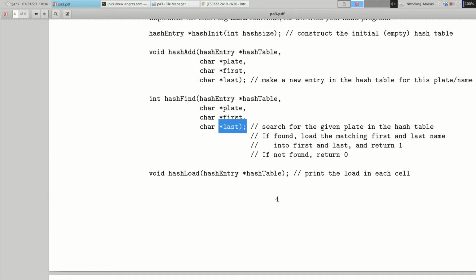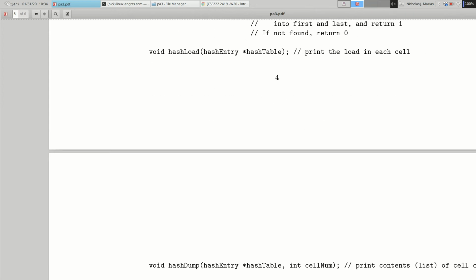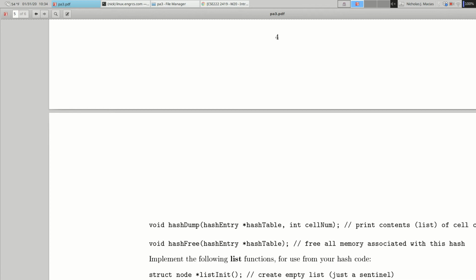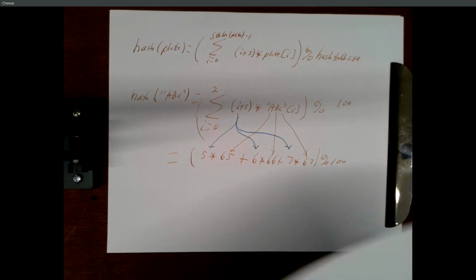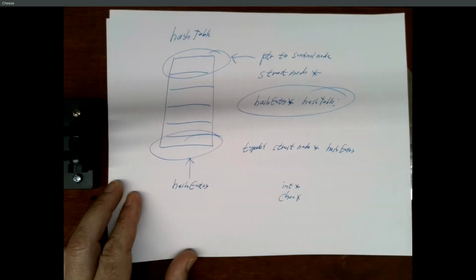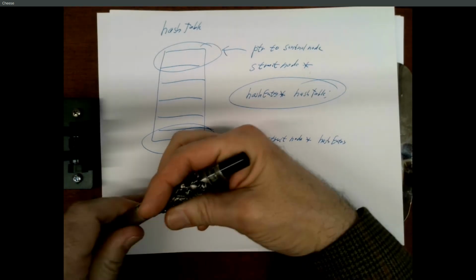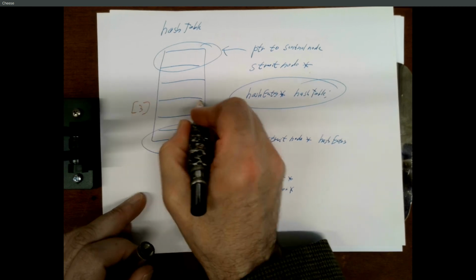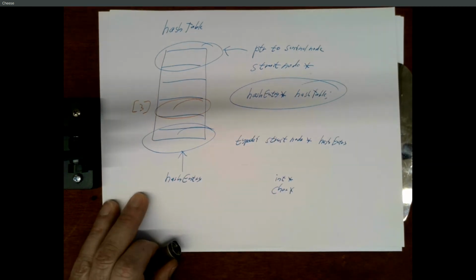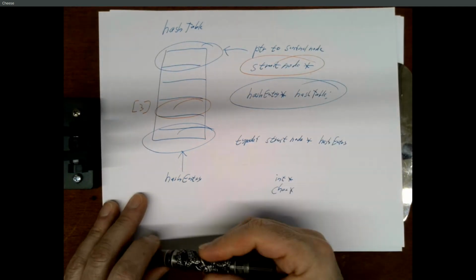Now here's the glorious thing about this, and this is probably the most important lesson from this assignment. Let's look at hash dump. I've got a hash table and a cell number. Well, we know that your hash table is a collection of pointers to sentinel nodes. So if you say hash dump 3, you want to go down to element 3 of your hash table. What I find there will be a hash entry, which is just a pointer to a struct node. In particular, it's a sentinel node.